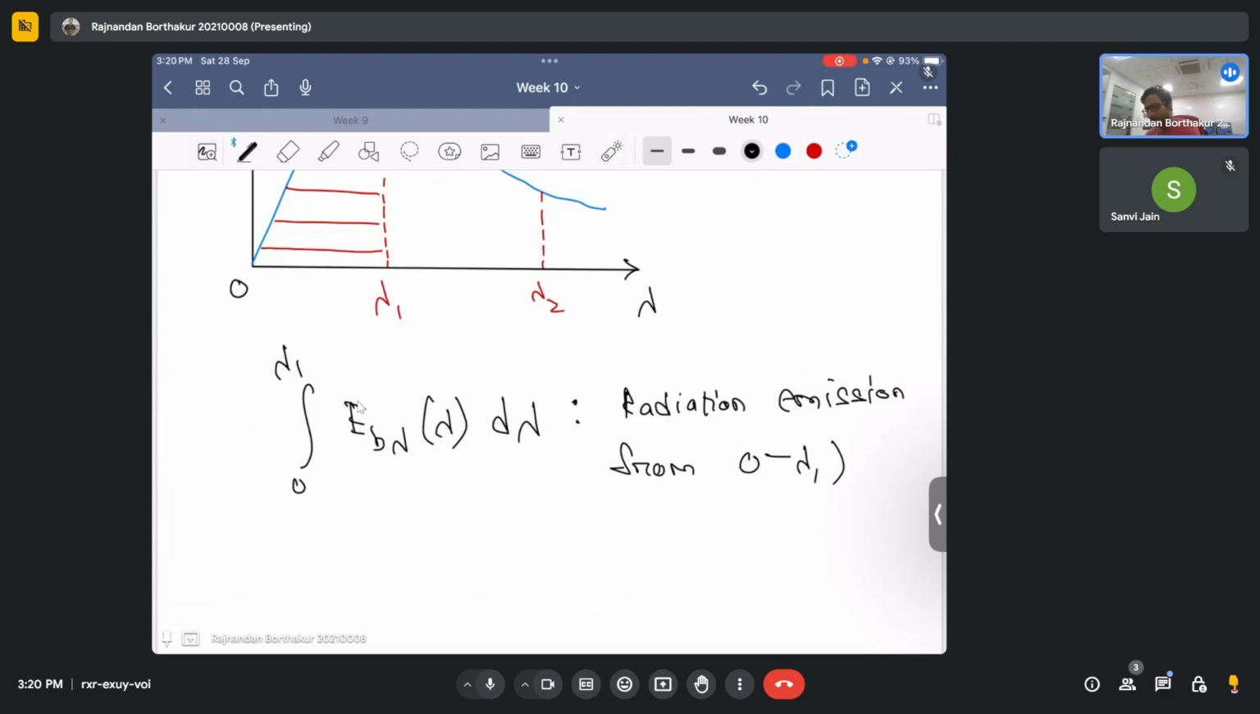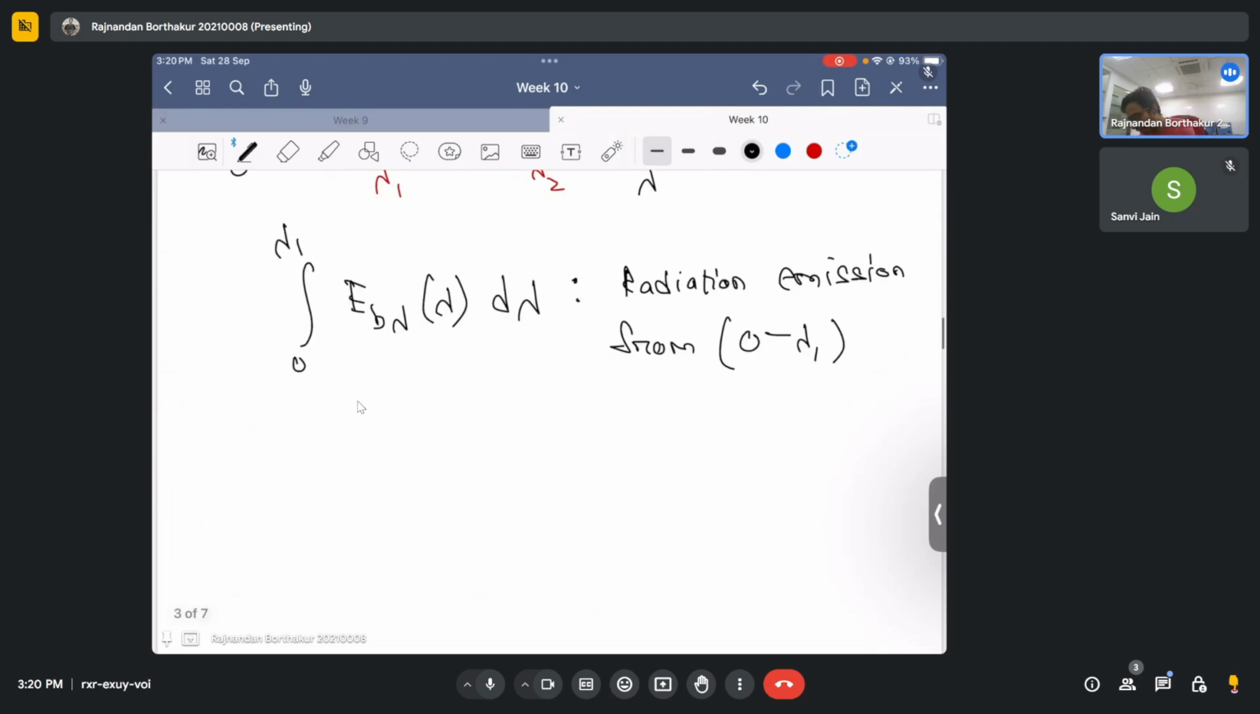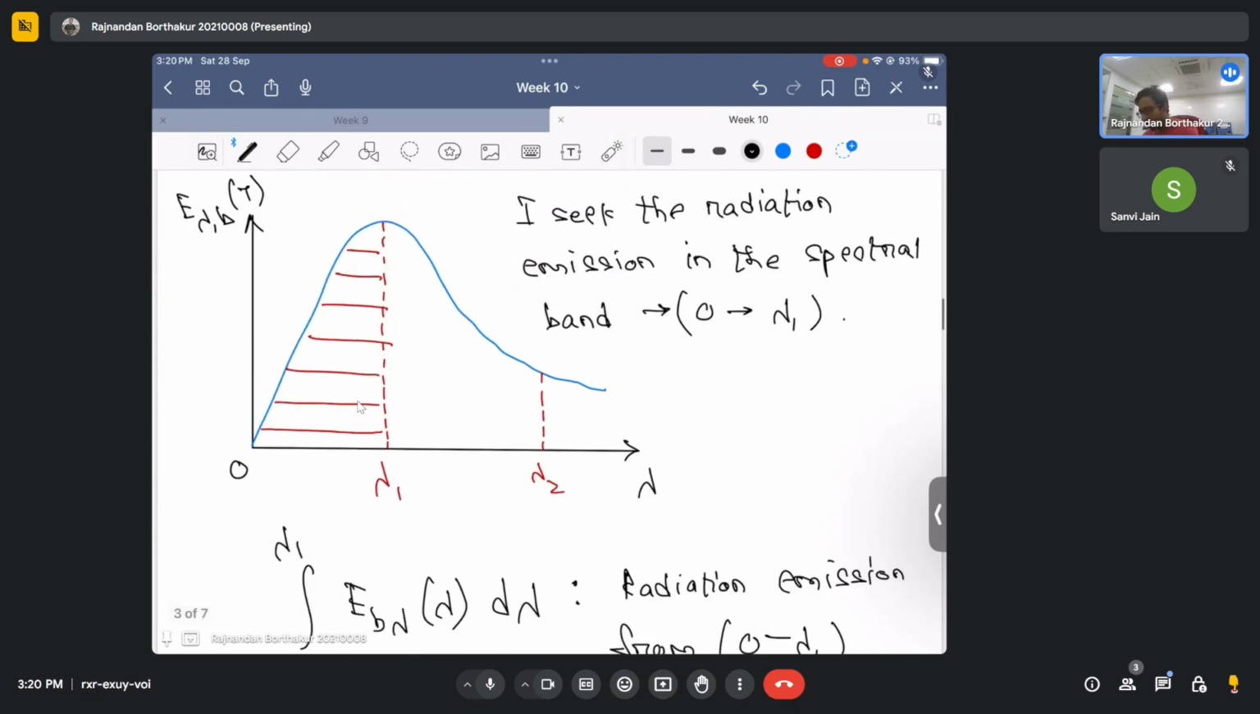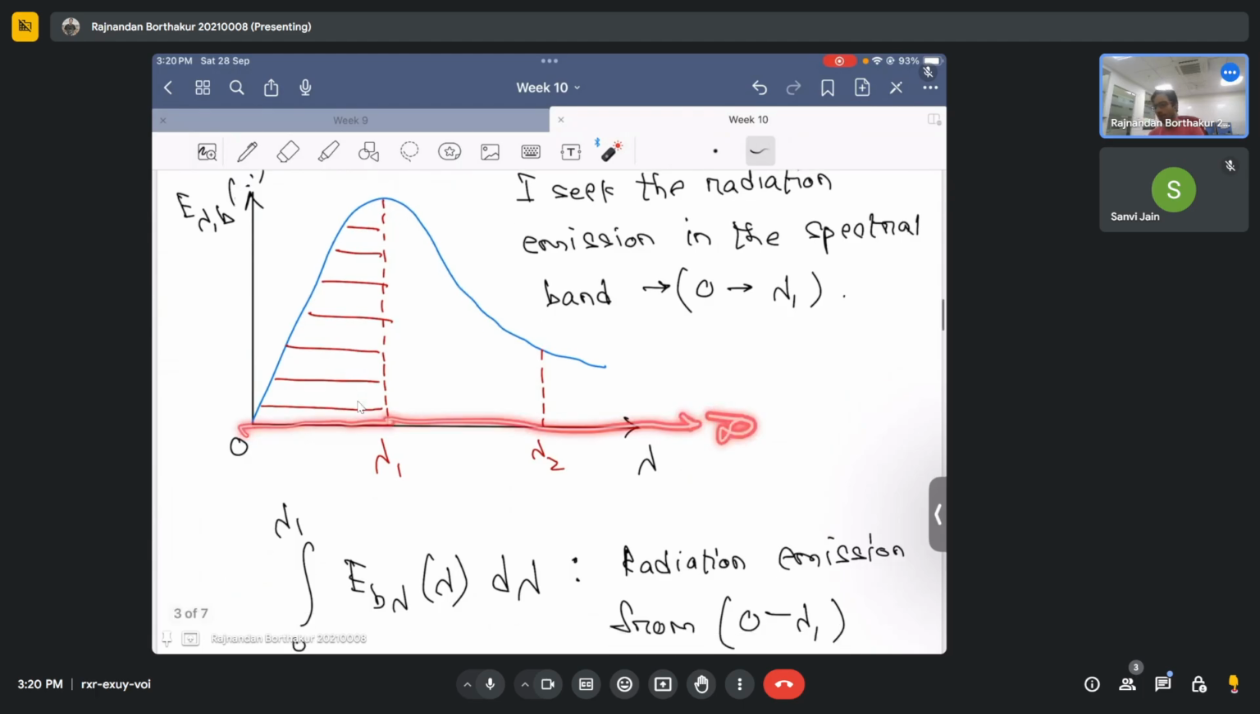Or you can interpret radiation emission as nothing but the emissive power. So it's the emissive power from 0 to lambda 1, which is basically in between the wavelength 0 to lambda 1. Now, in the same script, if I instead of integrating from 0 to lambda 1 integrate from 0 to infinity, what do I basically get?